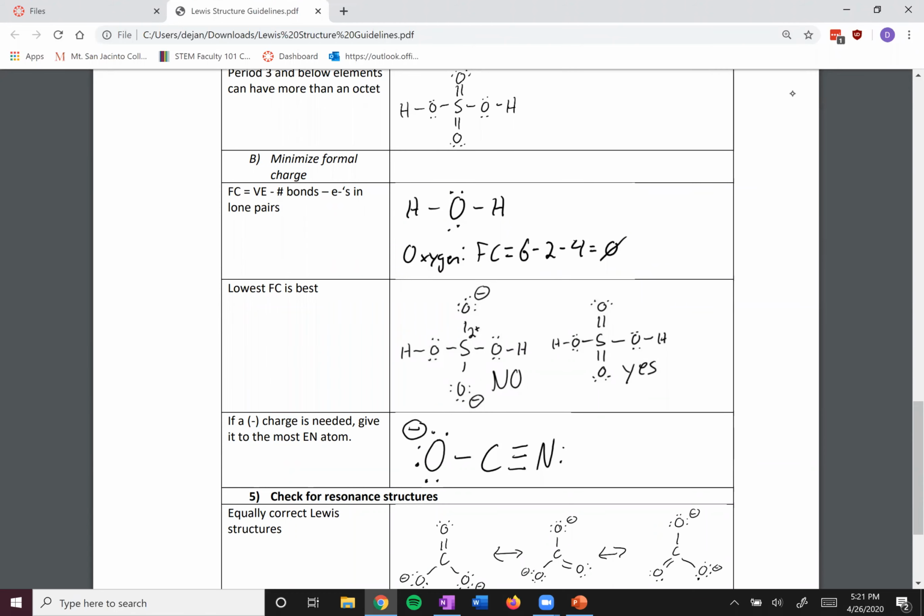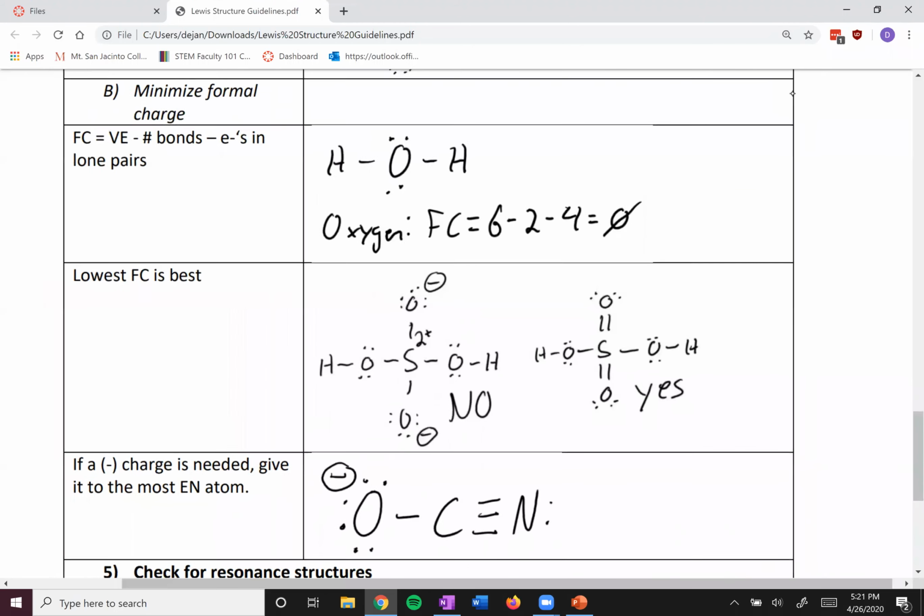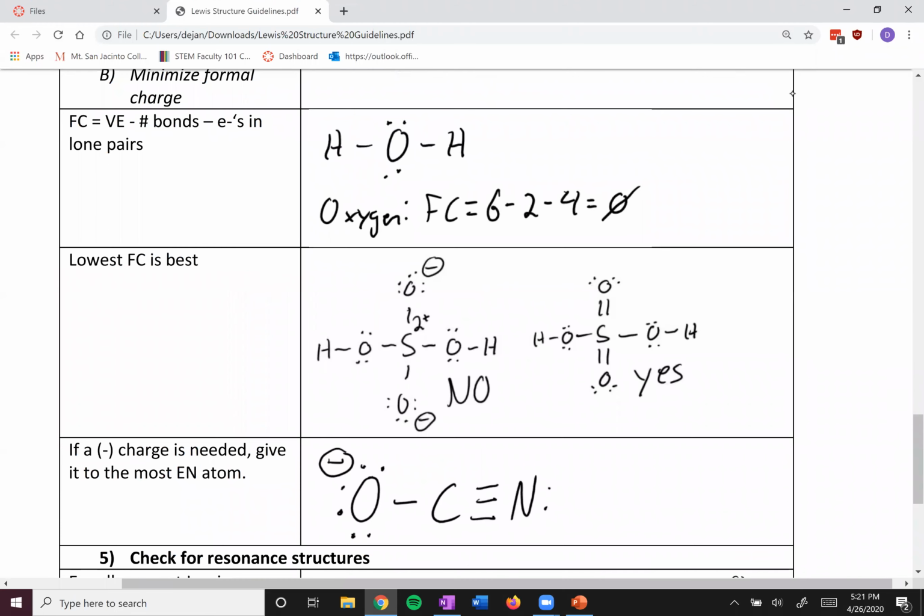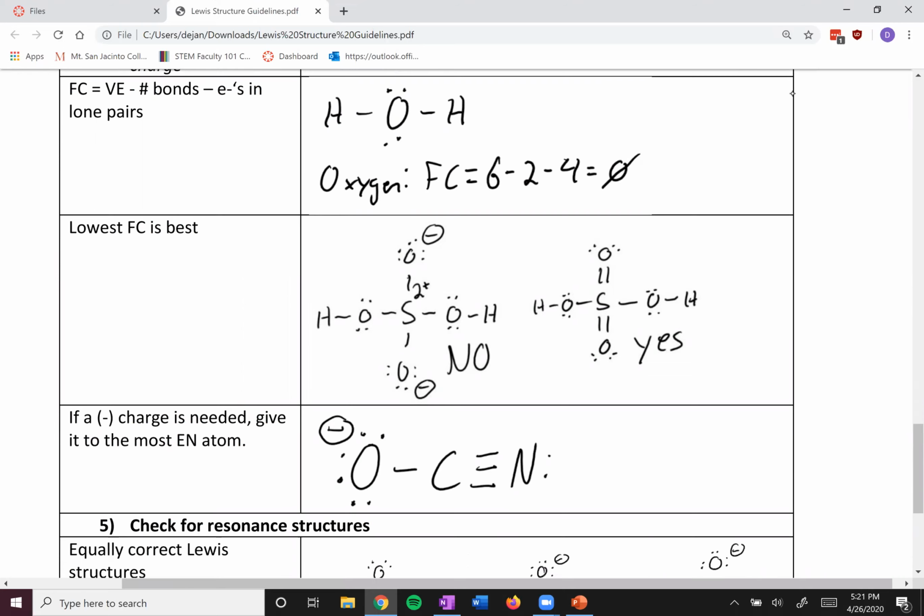So in this one right here, we have sulfuric acid, and you can see on the left, we have a bunch of formal charges. On the right, we don't. Sulfur broke the octet rule. That's fine because it can. If you do need a negative charge, give it to the most electronegative atom, and a positive charge, give it to the least electronegative atom if possible.